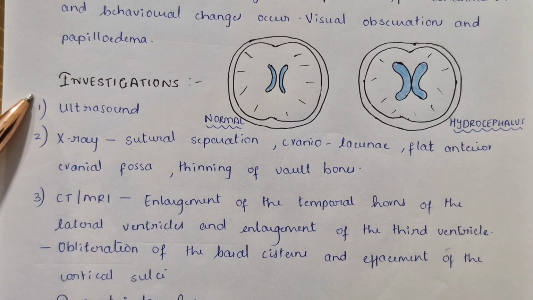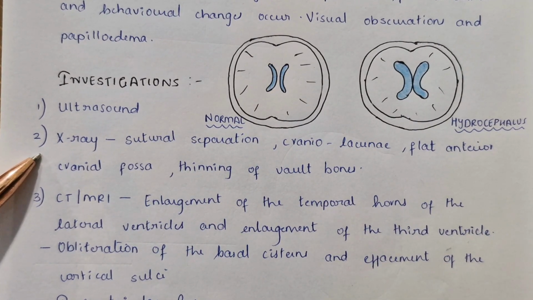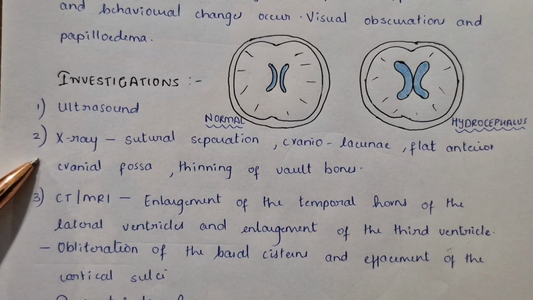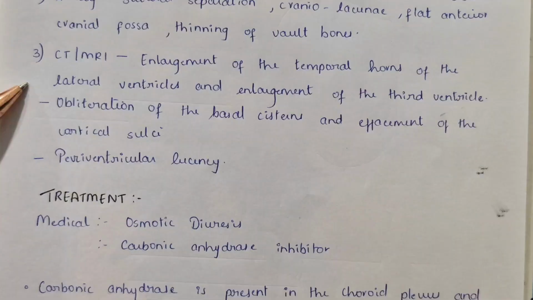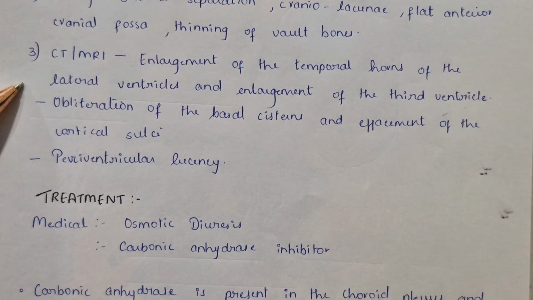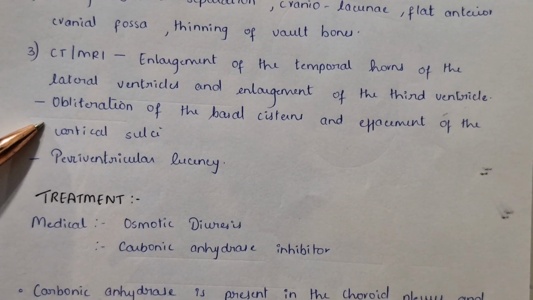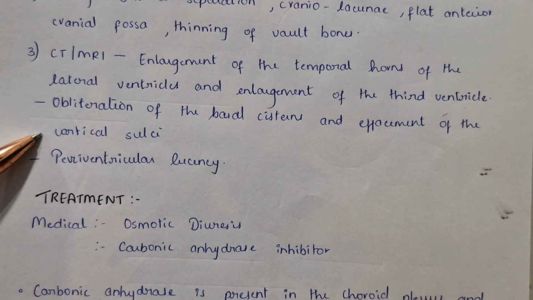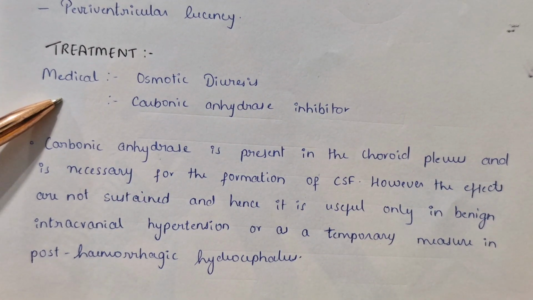Investigations of hydrocephalus include ultrasound, X-ray, where you see sutural separation, craniolacunae, flat anterior cranial fossa, and thinning of vault bones. On CT scan or MRI, there is enlargement of the temporal horns of the lateral ventricles and enlargement of the third ventricle. Along with that, there is obliteration of the basal cisterns and effacement of the cortical sulci and periventricular lucency.